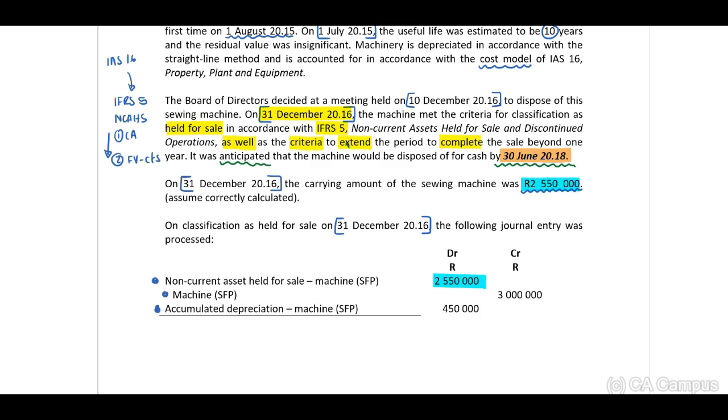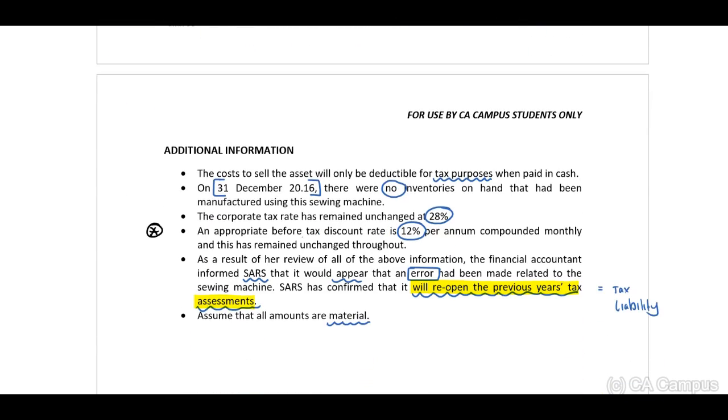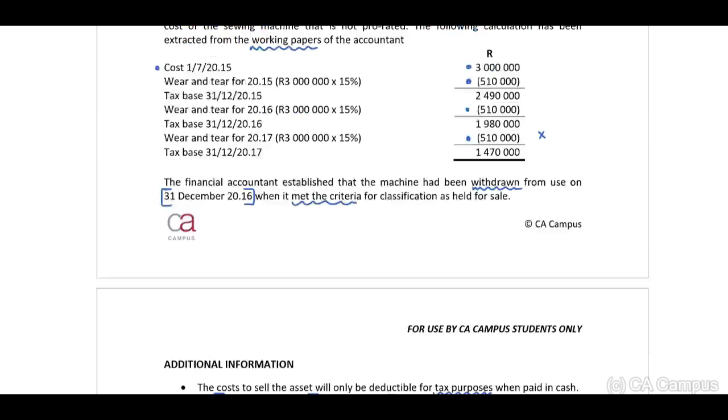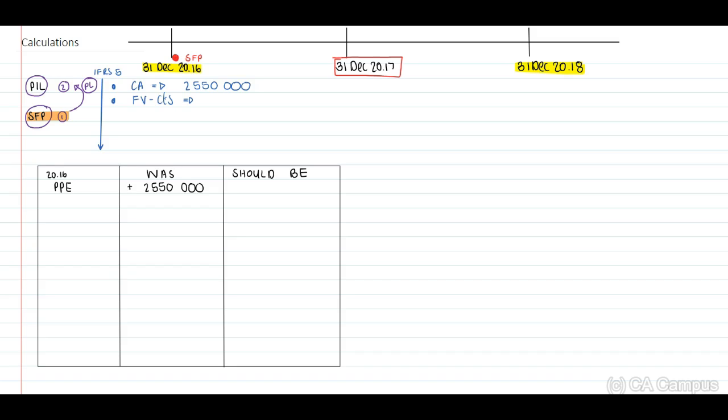They've met the criteria to extend this. Clue number 2. They've provided us with a discount rate, 12%. Therefore, we need to calculate the present value of that 60,000. Now, guys, in a scenario when they provide you with a cost to sell, 60,000, no details in terms of discount rate, no details in terms of a payment in the following year, you can assume that you can use that amount. Why? Because they expect to dispose of that asset within the next 12 months. But in this question, we need to determine the present value.